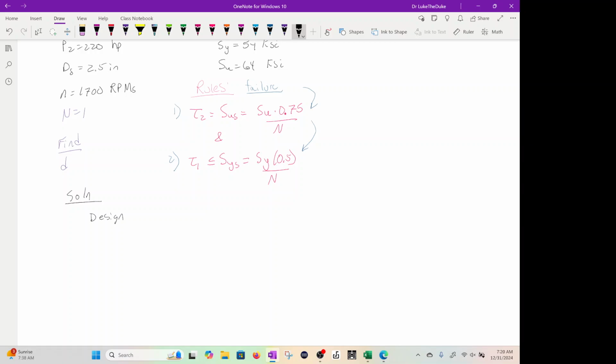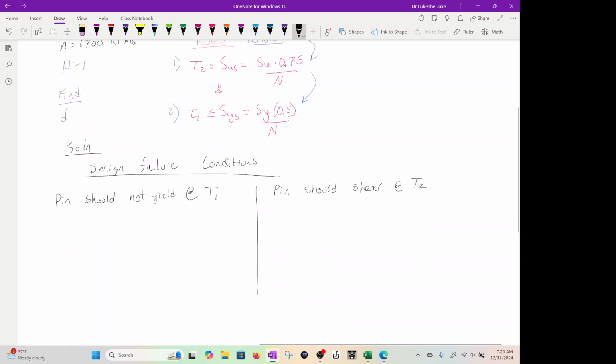So design failure conditions. So the pin should not yield at T1, okay, and the pin should shear at T2, okay.